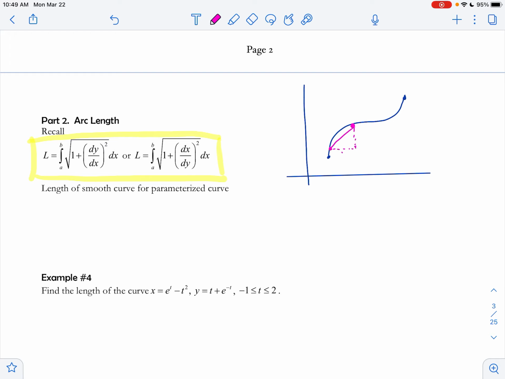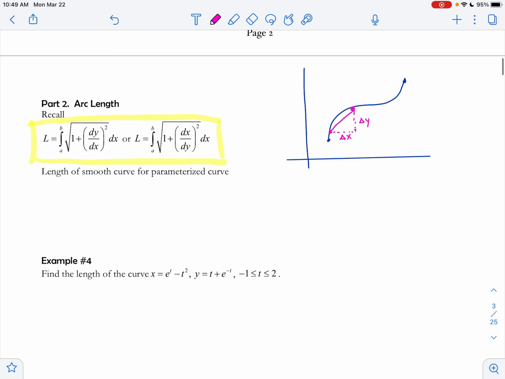If we refer to the bottom leg as change of x and the vertical leg as change of y, then according to the distance formula, the length of the pink segment should be equal to the square root of change of x squared plus change of y squared. And that is the arc length formula that we're used to seeing.